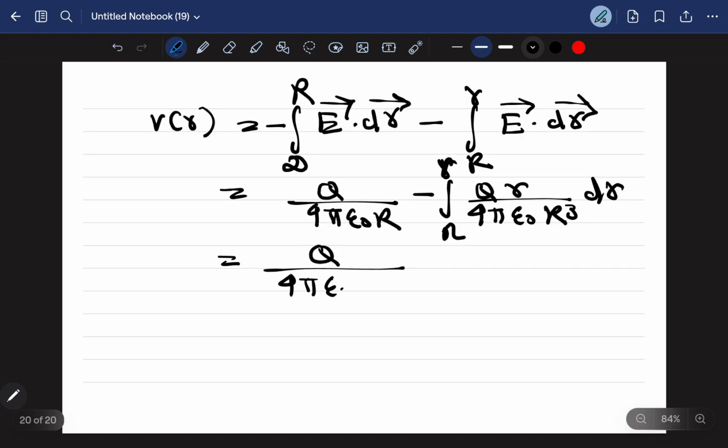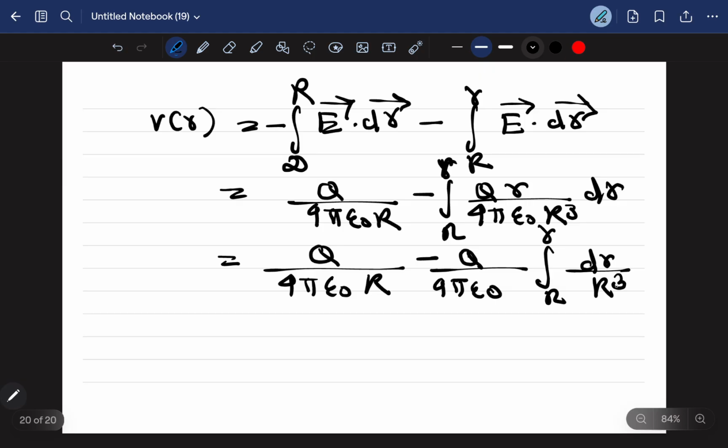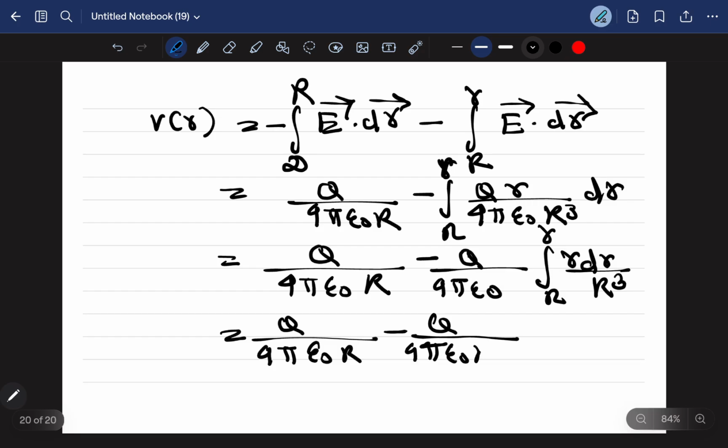So q by 4 pi epsilon naught into R minus, now you can see we can take this 4 pi epsilon naught outside, integral from R to r of r dr, divided by R cube. Sorry, this will be q. So this q is also constant, we can take it outside, over 4 pi epsilon naught R cube. So what is the value of the integration? r square by 2, with limits R to r. Okay, let's go to next slide.